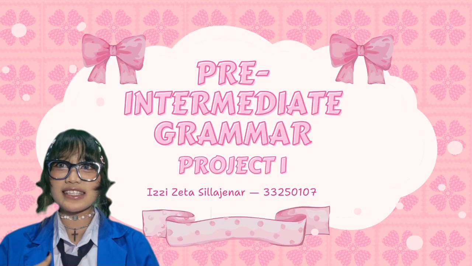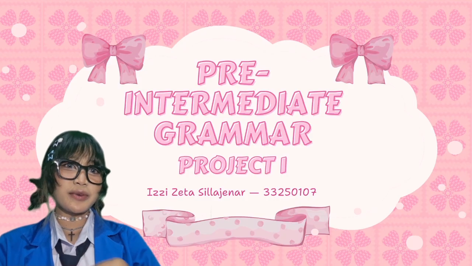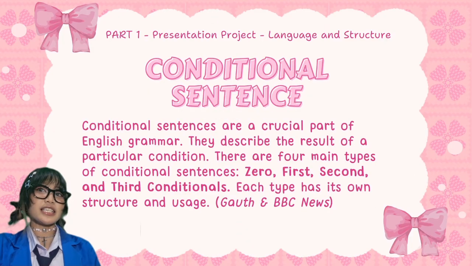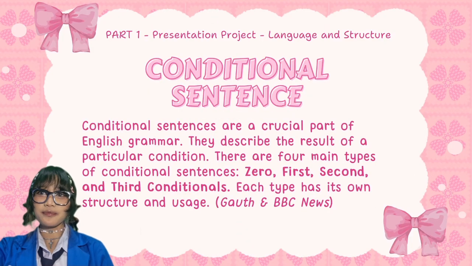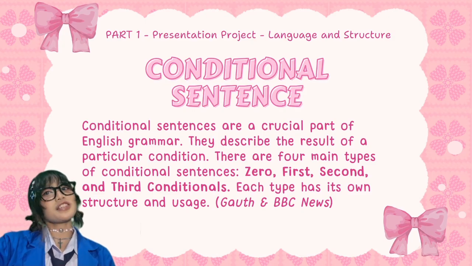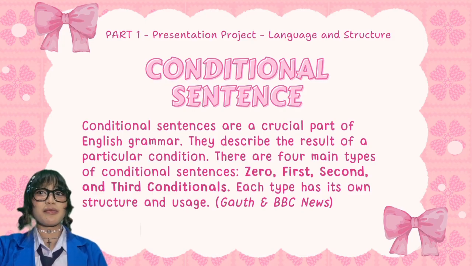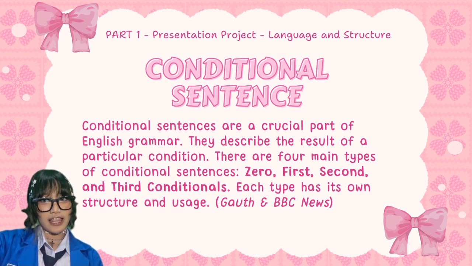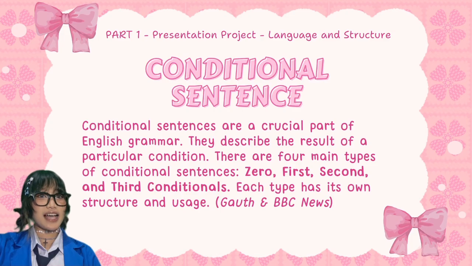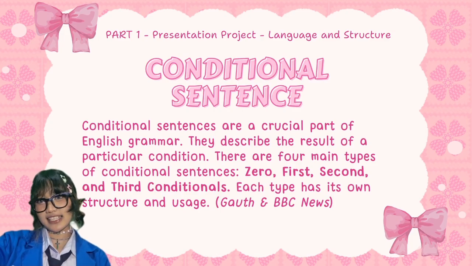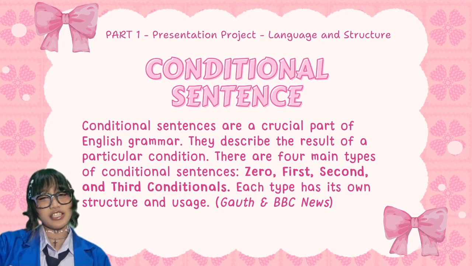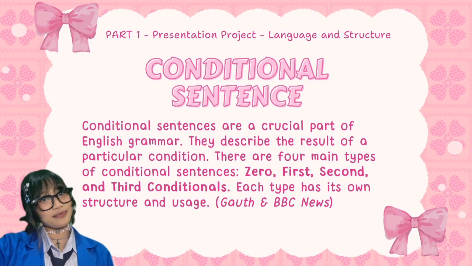Here to present pre-intermediate grammar, my project 1, and I'm gonna talk about conditional sentences. Okay, conditional sentences are a crucial part of English grammar. They describe the result of a particular condition. There are four main types of conditional sentences: zero, first, second, and third conditionals. Each type has its own structure and usage.